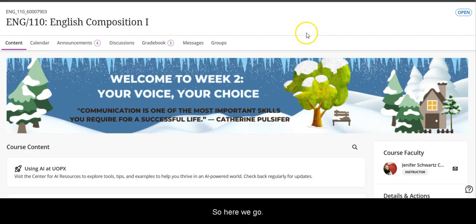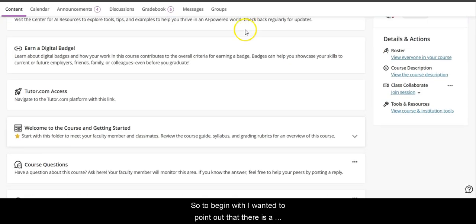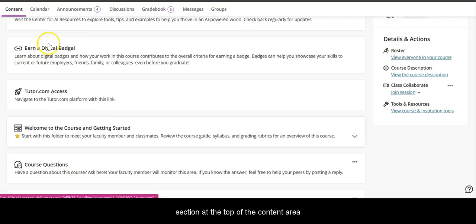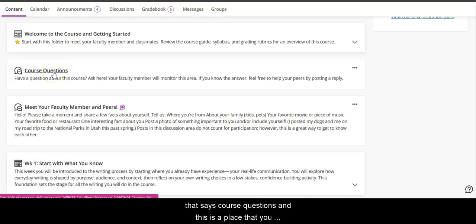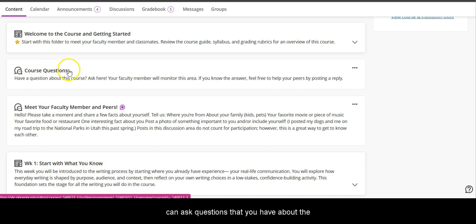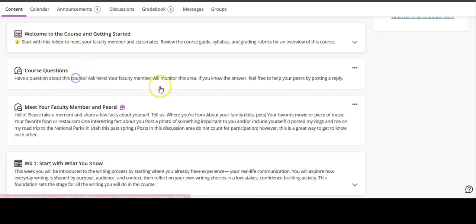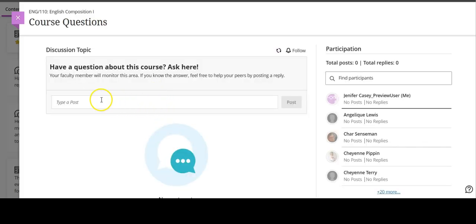All right, so here we go. So to begin with, I wanted to point out that there is a section at the top of the content area that says course questions. And this is a place that you can ask questions that you have about the class, the discussions, or the assignments that you think other students may benefit from. And then if you are a student and you know the answer and you see the question, feel free to answer it. And I will also check this area and answer questions that haven't been answered.